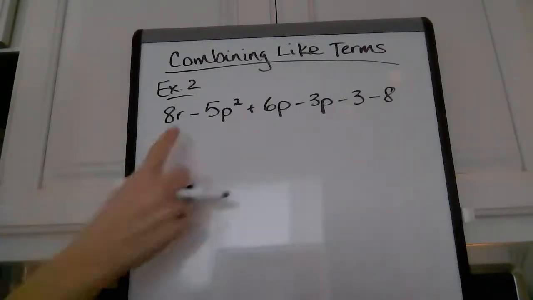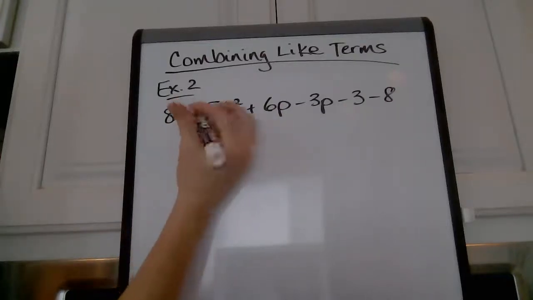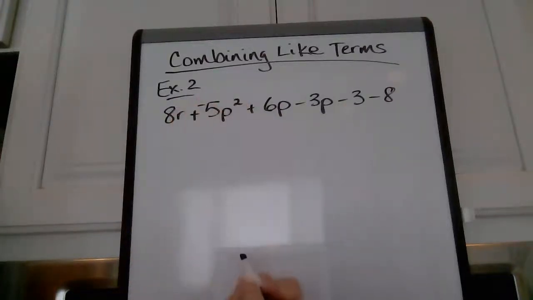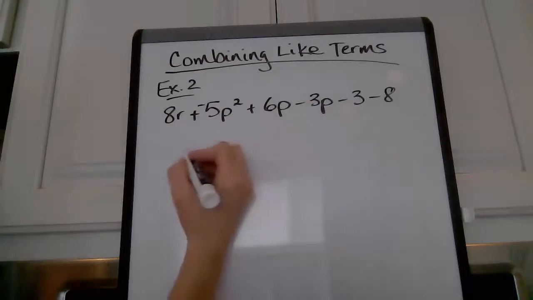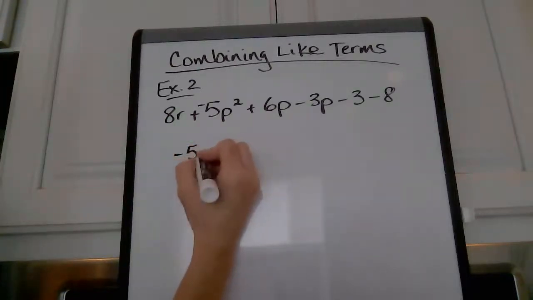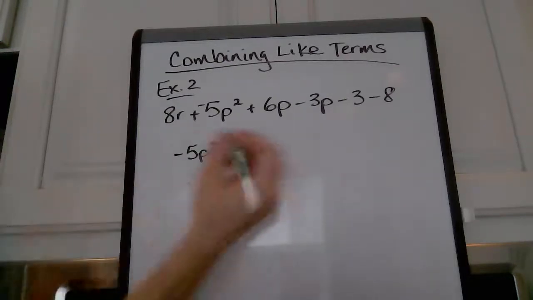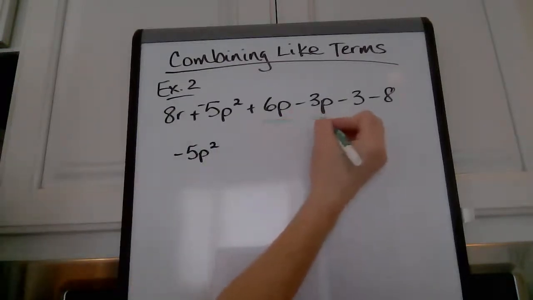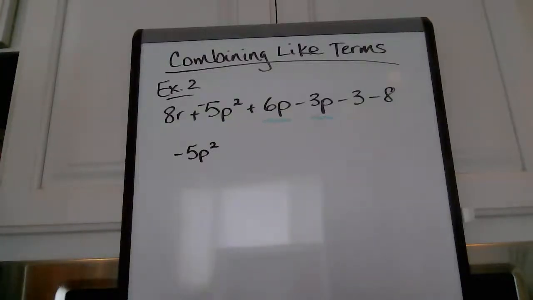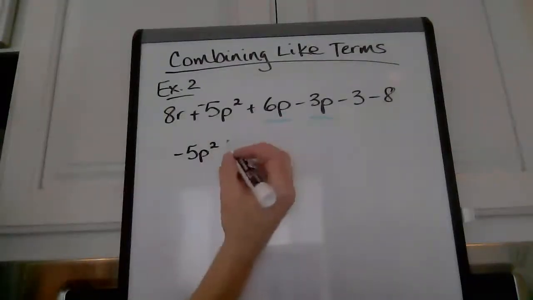So this is a negative 5p. Don't forget that that subtraction makes that 5 negative. So that's going to be the first one I write down. Next, I'm going to go ahead and put the terms with the letter p, or the variable p, together. I have 6p minus 3p. So if I have 6 of them and I take away 3 of them, I have 3 left. It's a positive 3p.